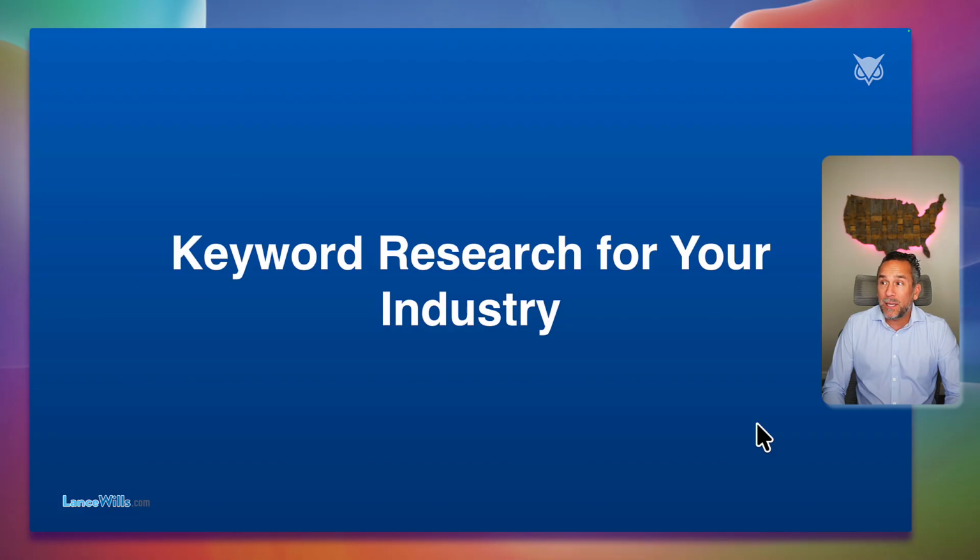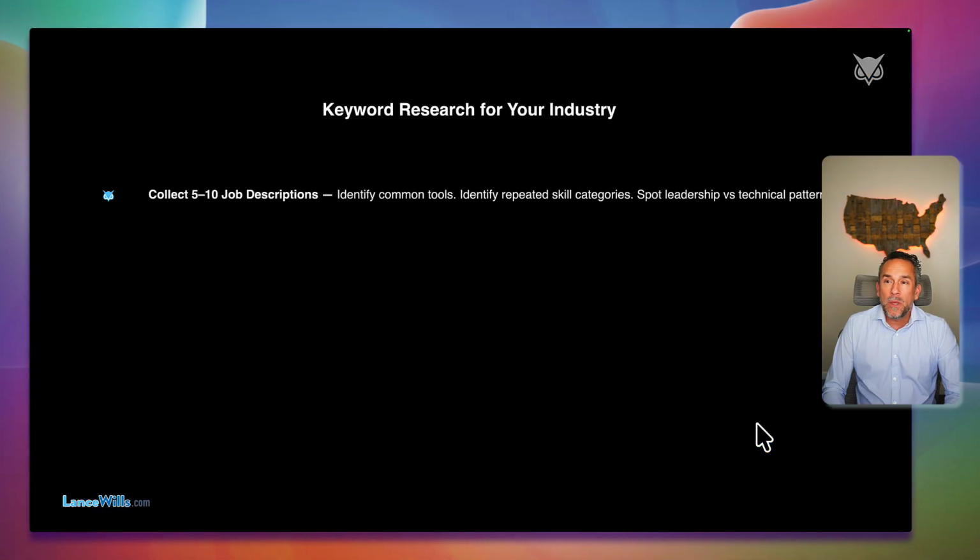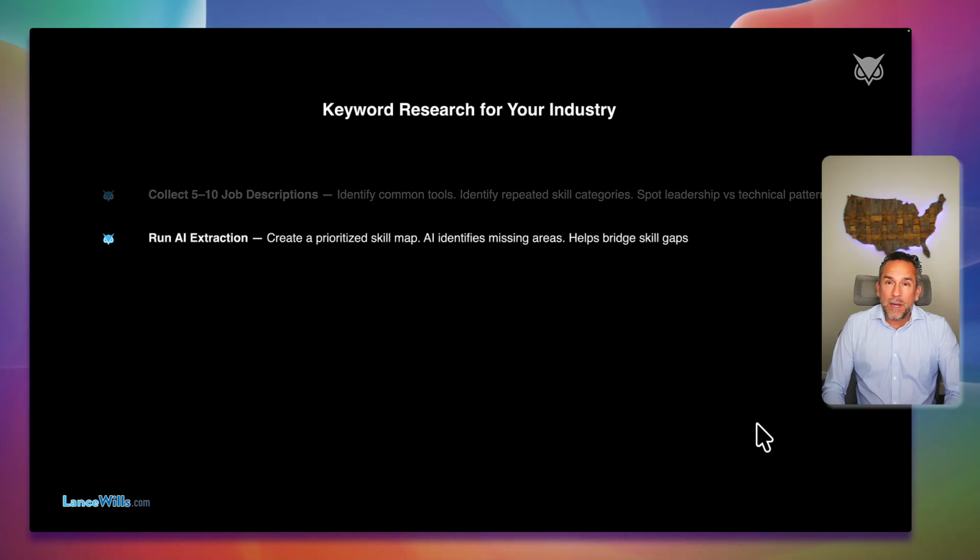So let's talk a little about keyword research for your industry. First and foremost, you can collect 5 to 10 job descriptions. Again, you can go out on LinkedIn Jobs, Glassdoor, other job posting websites. You can identify common tools, identify repeated skill categories, spot leadership versus technical patterns, and of course, AI and LLMs can help you with that. You can run AI extraction, so create a prioritized skill map using those job descriptions. AI identifies missing areas and helps bridge those skill gaps.